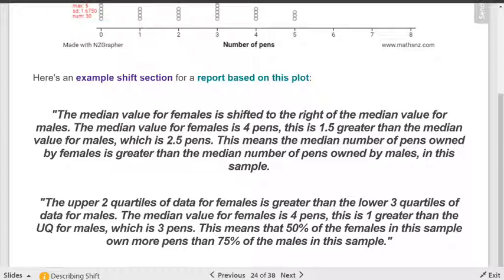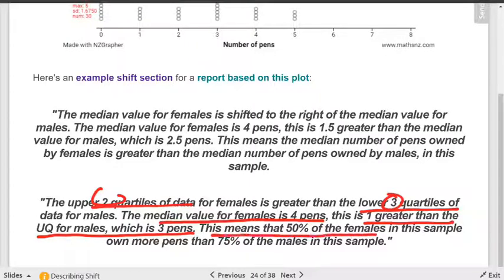Here, the upper 2 quartiles of data for females is greater than the lower 3 quartiles. And we know it's shift because 2 and 3 makes 5, right? Which is our magic number if you want to compare that. Okay? Then it says the median value for females is 4 pens, which is 1 greater than the upper quartile for males, which is 3 pens. All right? Then this means that 50% of the females in this sample own more pens than 75% of the males in this sample.